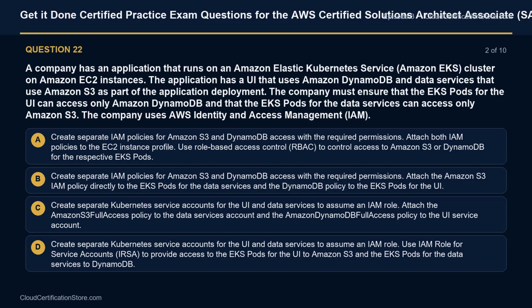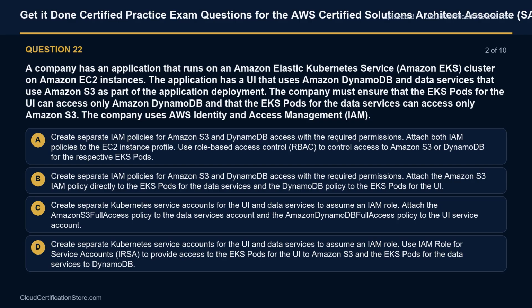Question 22. A company has an application that runs on an Amazon Elastic Kubernetes Service, Amazon EKS, cluster on Amazon EC2 instances. The application has a UI that uses Amazon DynamoDB and data services that use Amazon S3 as part of the application deployment. The company must ensure that the EKS pods for the UI can access only Amazon DynamoDB and that the EKS pods for the data services can access only Amazon S3. The company uses AWS Identity and Access Management (IAM).